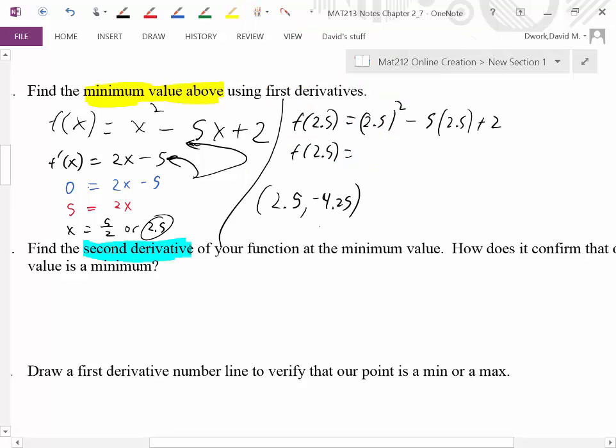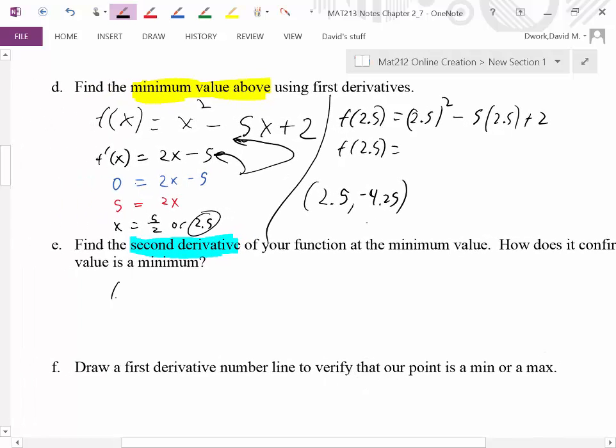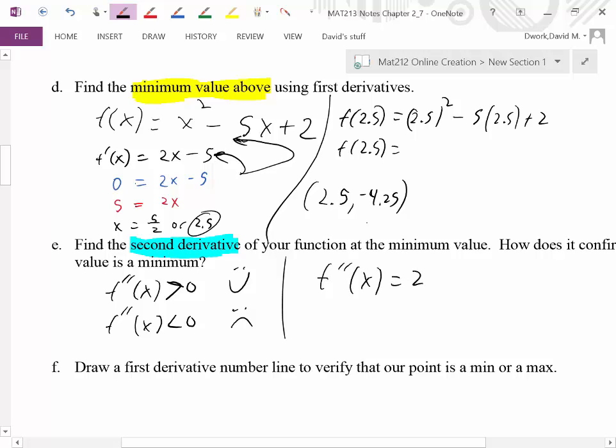The second derivative of your function is very telling, because if you remember from the last lesson, what we learned was that if the second derivative of your function is greater than 0, it means it's concave up. If the second derivative is less than 0, then it means it's concave down at that point. So let's find the second derivative of this graph. That gives us 2.